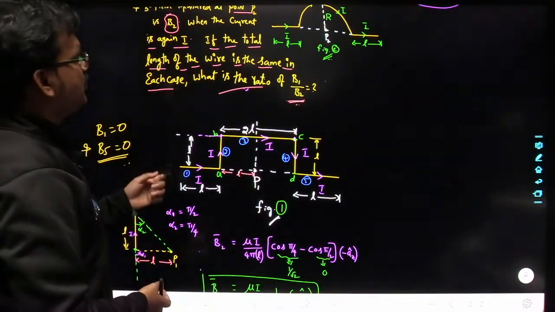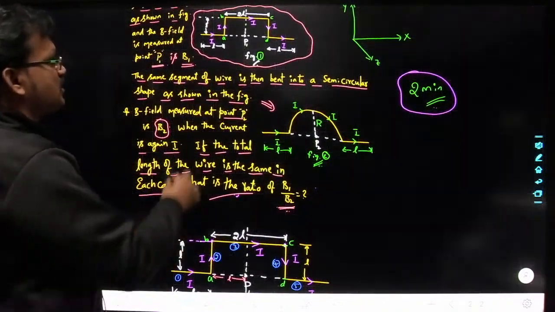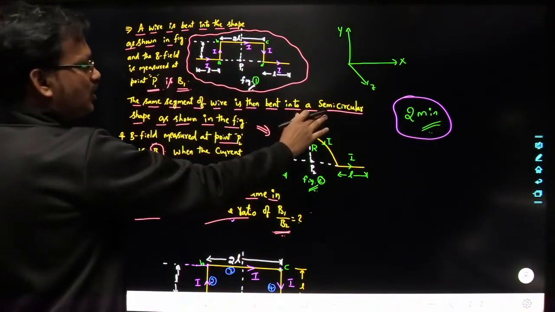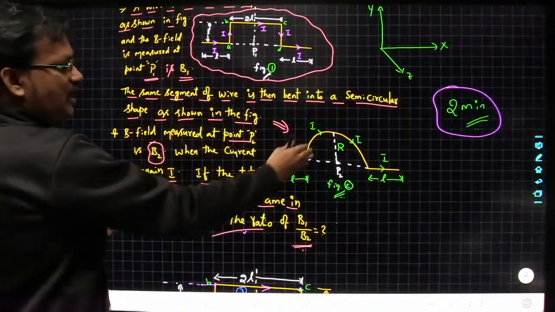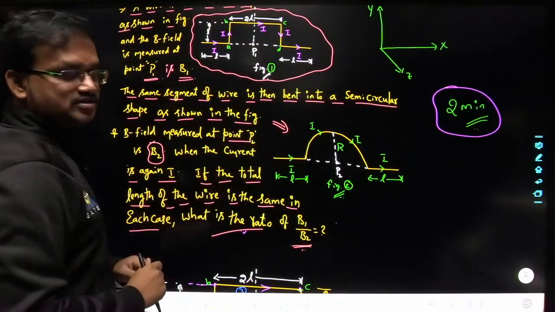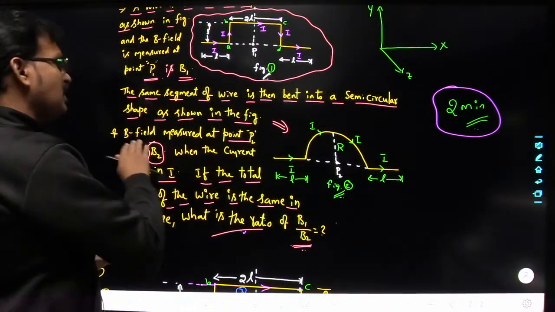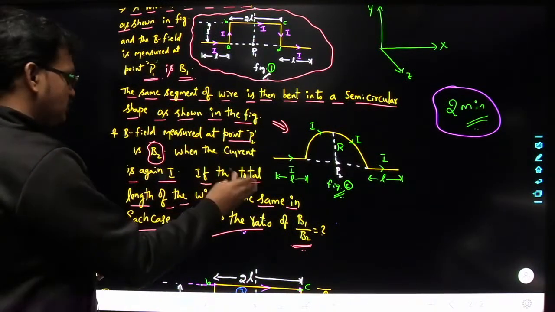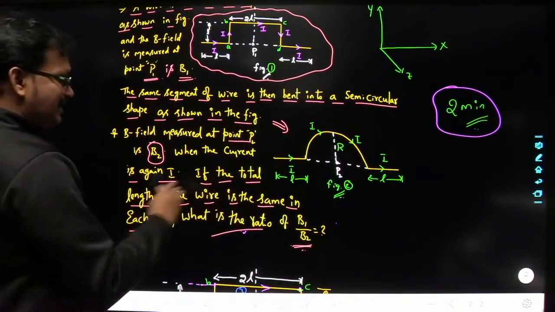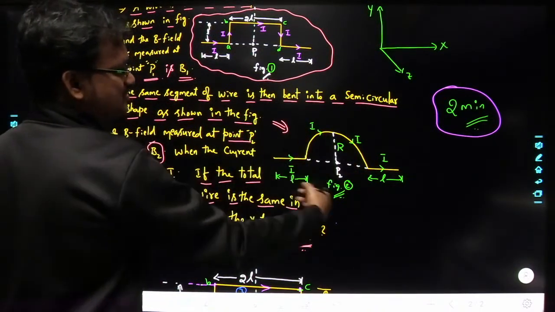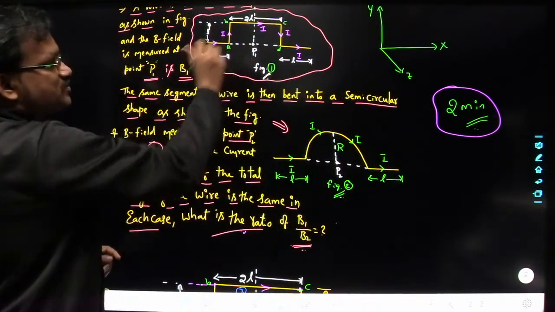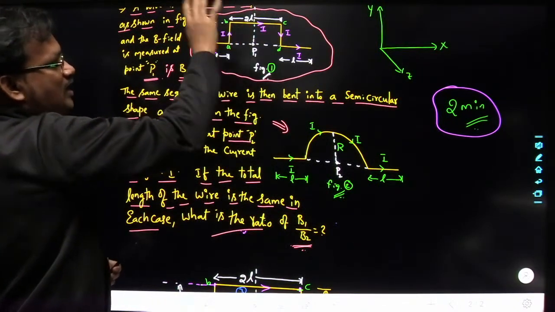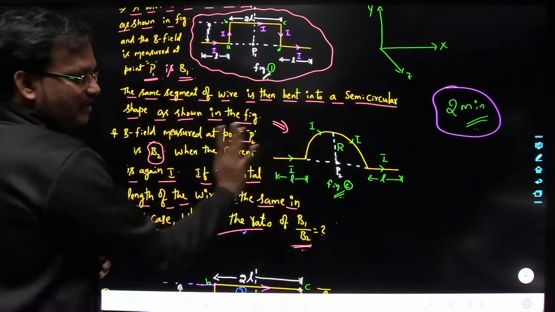Next, what they are saying here is that the same segment of wire is bent into a semicircular shape as shown in the figure. The B field measured at point P2 is B2 when the current is again I. The total length of the wire is the same in each case, that means whatever the total length we are considering here must also be the same length here. So the same length of wire is present here also.